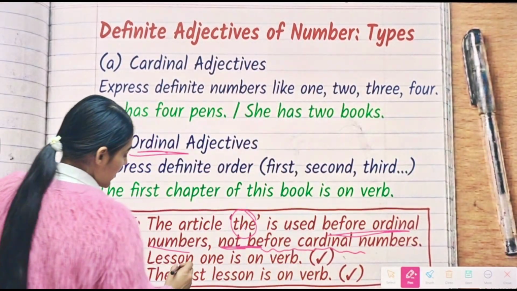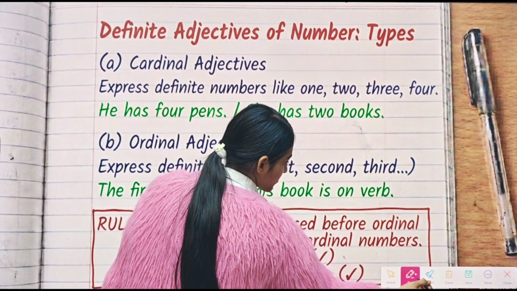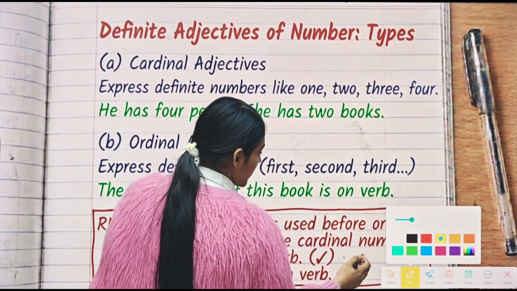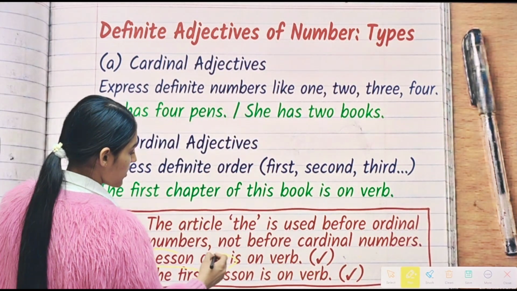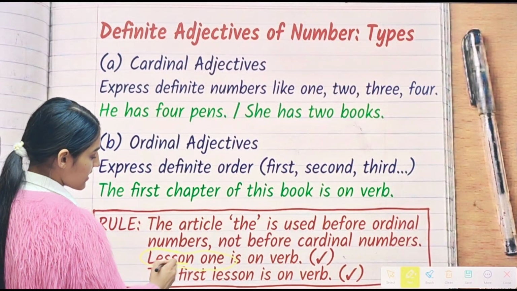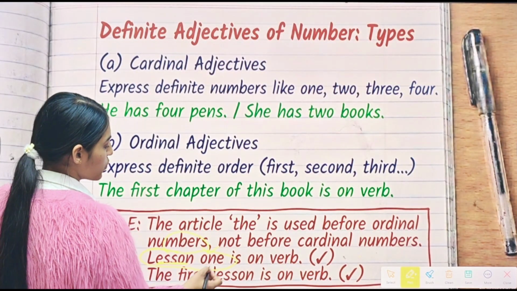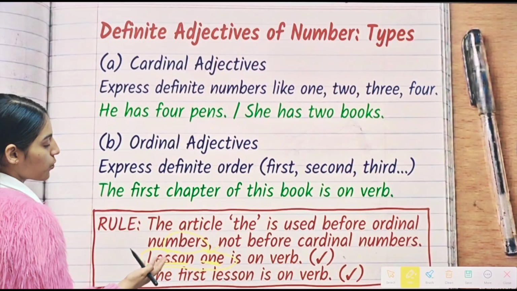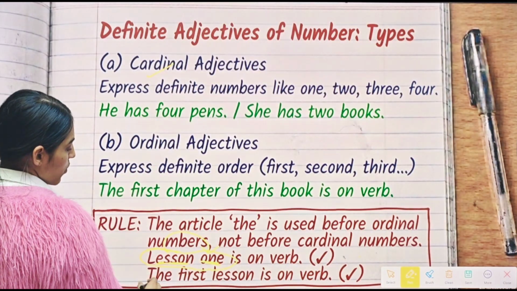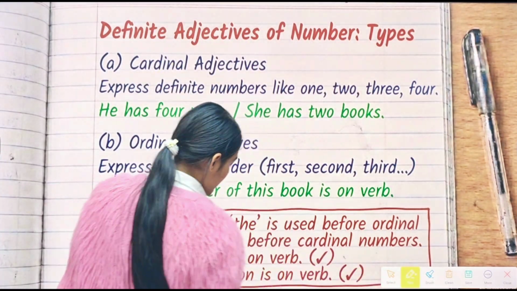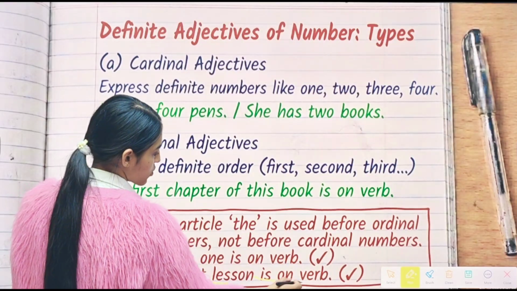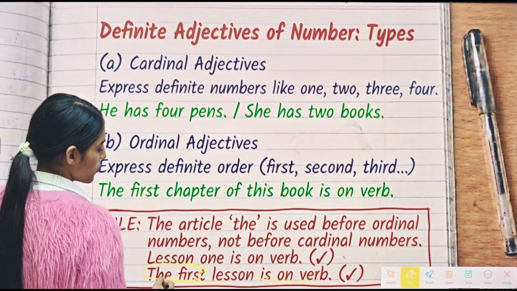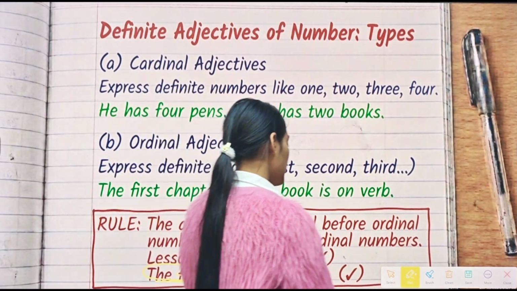For example, lesson 1 is on verb. Let's see with this one. Yes, lesson 1 is on verb. So here lesson is a noun, and after that we have used one. One is a cardinal adjective, whereas in the second example we can see, the first lesson is on verb. So here the first has been used with lesson.